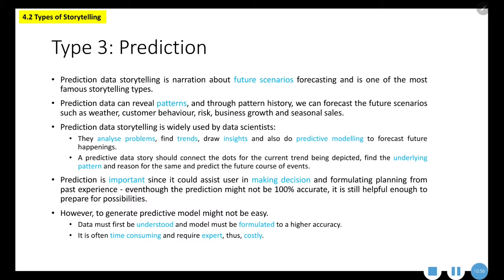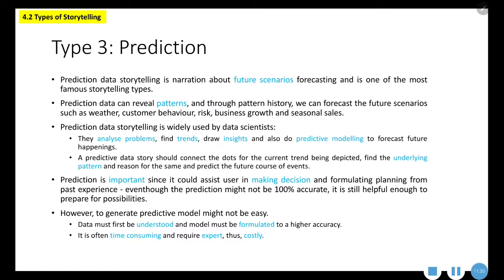And a predictive data story should connect the dots for the current trend being depicted, find the underlying patterns and reason for the same, and predict the future course of events. So prediction is important since it could assist users in making decisions and formulating plans from past experience. Even though the prediction might not be 100% accurate, it is still helpful enough to prepare for possibilities.